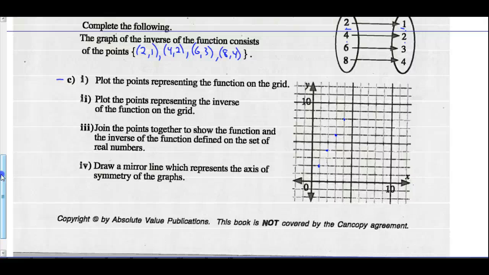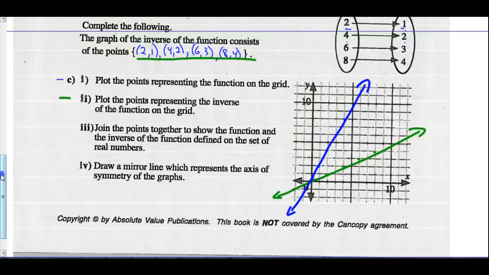Part B, plot the points representing the inverse of the function on the grid. All right, so we'll use a different color, and I'll plot the inverse as green. So those points: when x is 2, y is 1; 4 and 2; 6 and 3; 8 and 4. So we'll plot those points on there. And then it asks us to join the points together to show the function and the inverse of the function defined for the set of real numbers. All right, so there's my inverse function. It's going to go through the grid, arrow both directions. Here is my original function, all the way through the grid, arrow in both directions.